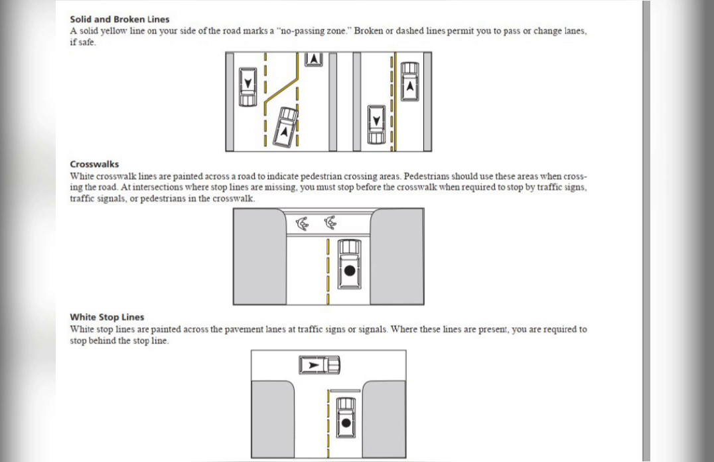At intersections where stop lines are missing, you must stop before the crosswalk when required to stop by traffic signs, traffic signals, or pedestrians in the crosswalk. White stop lines. White stop lines are painted across the pavement lanes at traffic signs or signals. Where these lines are present, you are required to stop behind the stop line.